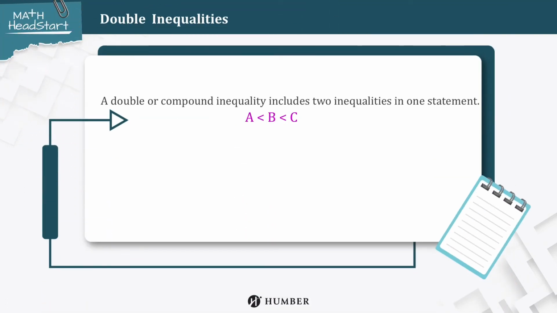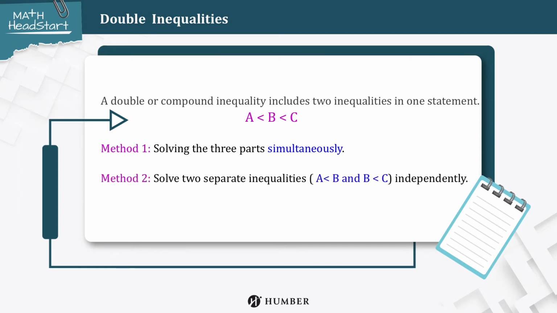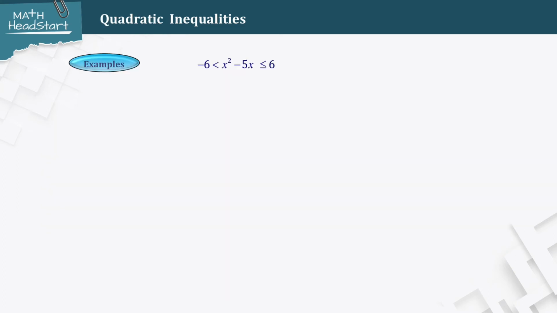Next, we will explore examples of double or compound inequality. There are two methods to solve this type of problems. The first method involves solving all three parts at the same time, and the other method is solving two separate parts independently. Let's try to solve a double inequality problem. First, let's make two inequalities according to the rule.